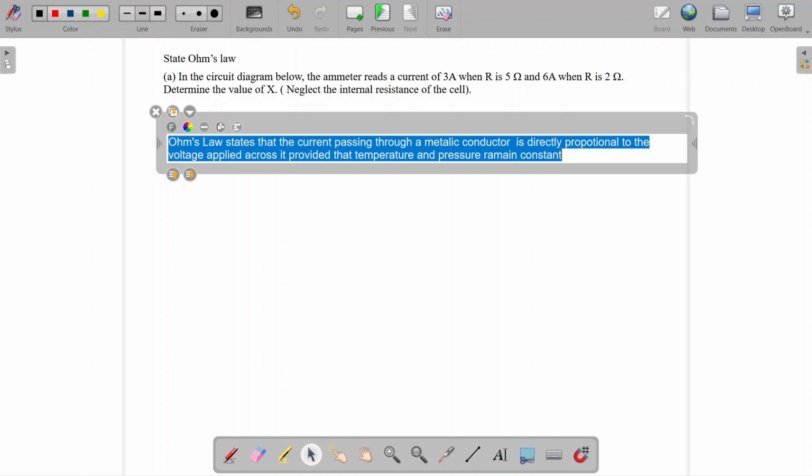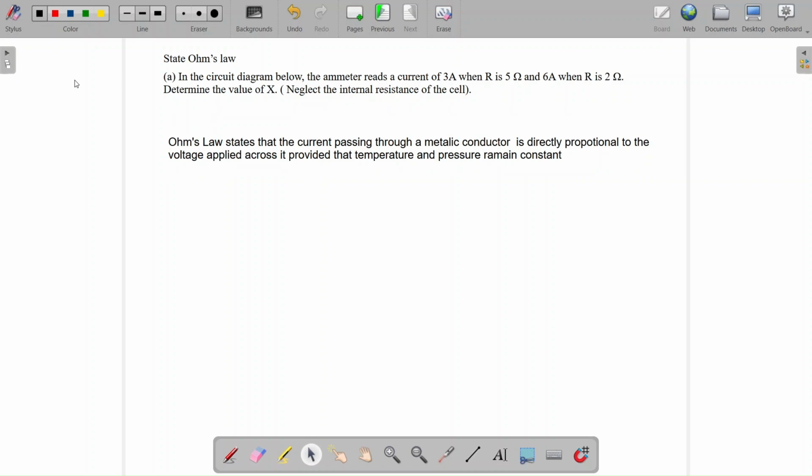So, which means that the current I passing through a metallic conductor, your V equals IR. That's what it means. Your V equals IR.